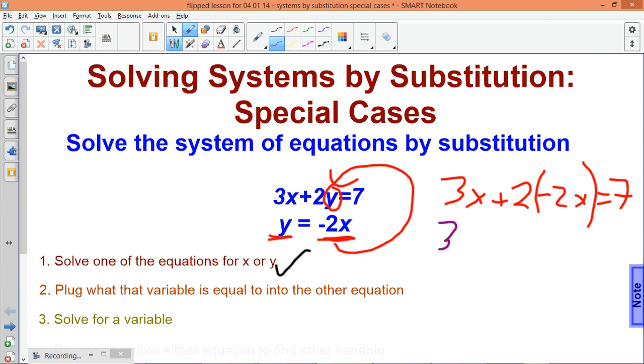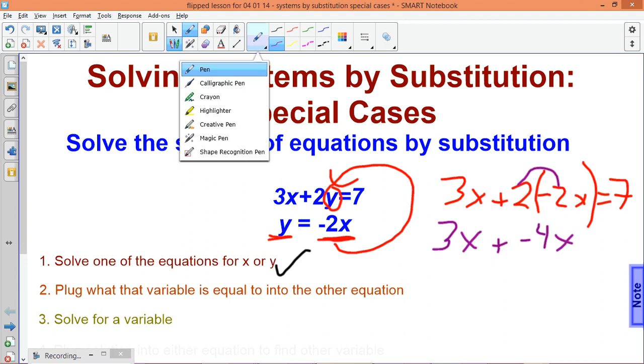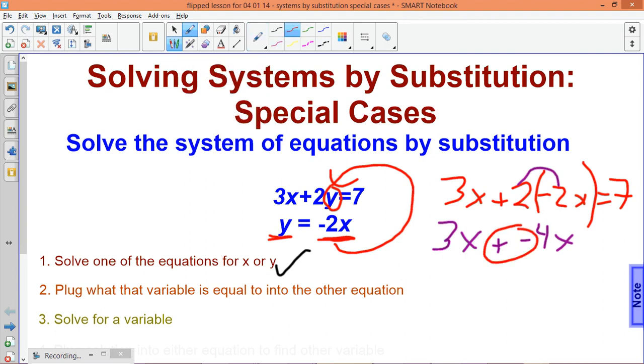So I get that 3x plus, well, 2 times negative 2 is negative 4, so it's plus negative 4x, or as everyone knows, this right here, plus a negative, is just the same thing as minus. So I'm going to say 3x minus 4x equals 7. Well, 3x take away 4x is negative 1x, or just negative x. I know that negative x equals 7, and so that clearly means that x equals negative 7. If you weren't sure about that, just multiply both sides by negative 1, or divide both sides by negative 1. Nevertheless, I get that x equals negative 7.